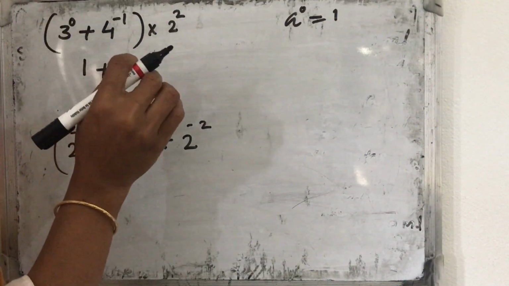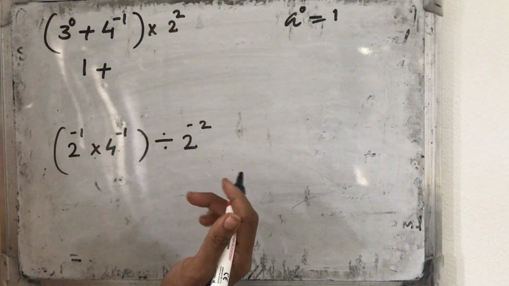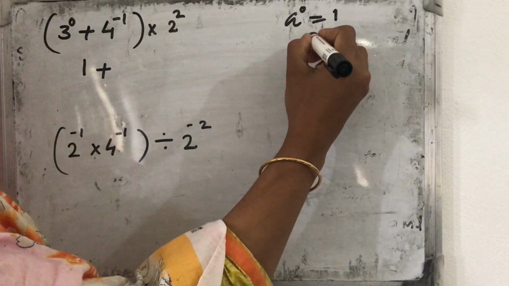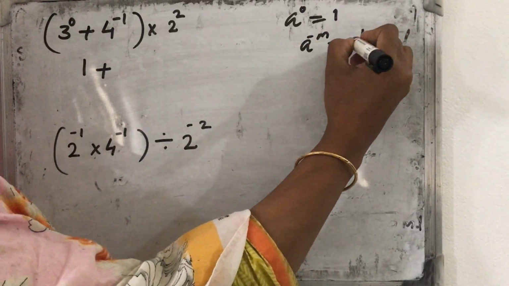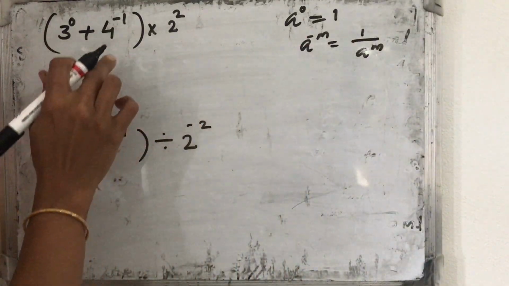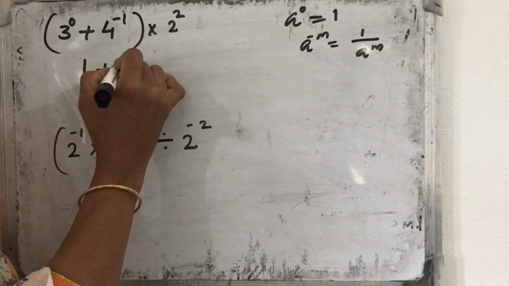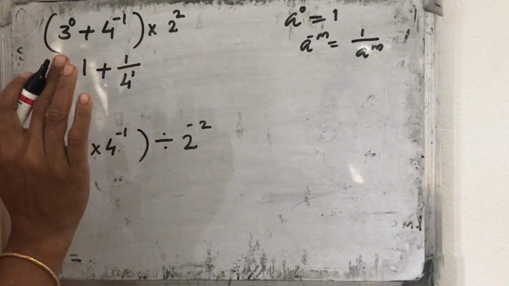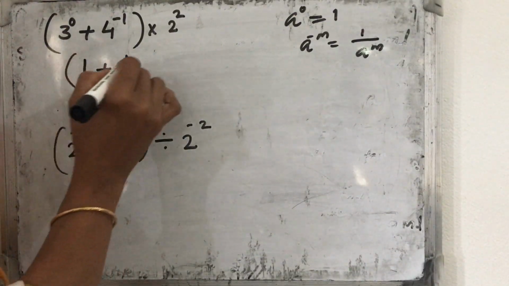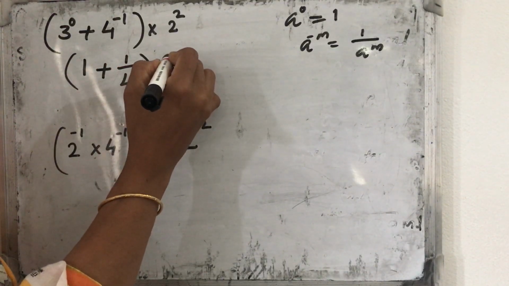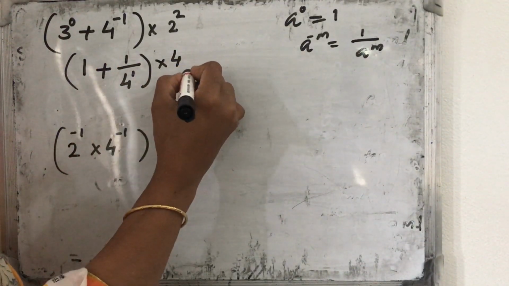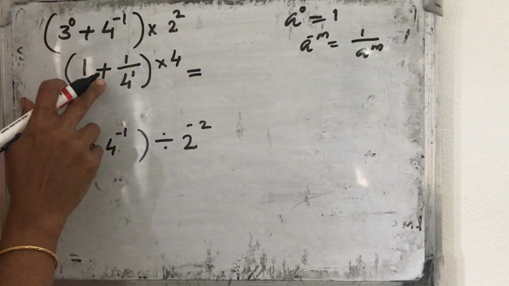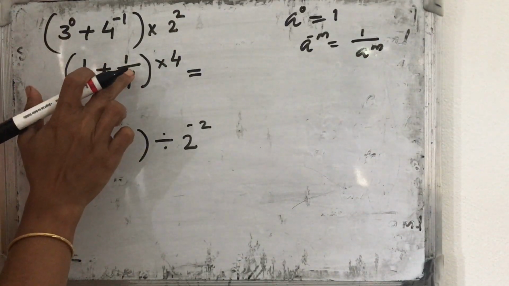If any negative exponents come, we can convert them into positive exponents using the law. Which one? a raised to minus m equals 1 by a raised to m. So 4 raised to minus 1 will be equal to 1 by 4 raised to 1. 4 raised to 1 is 4 itself. Into 2 square, we know that is 4. Okay, by simplification we will get 1 plus 1 by 4 raised to 1, which is 4 itself.